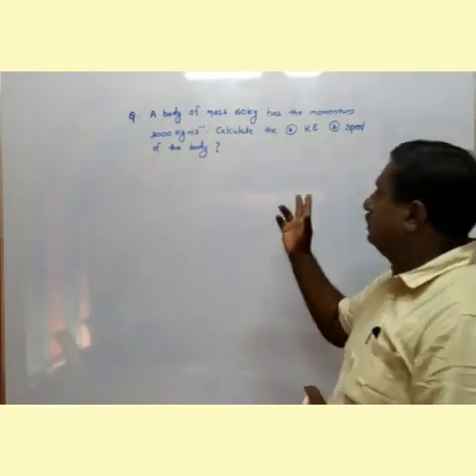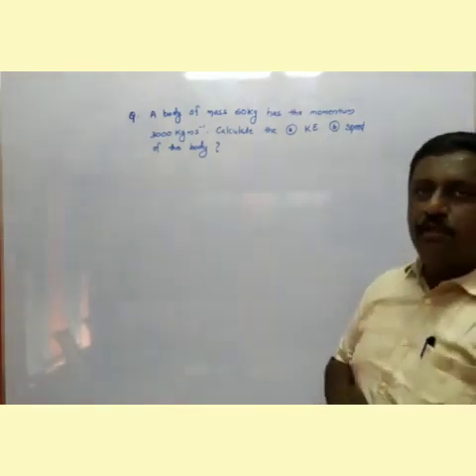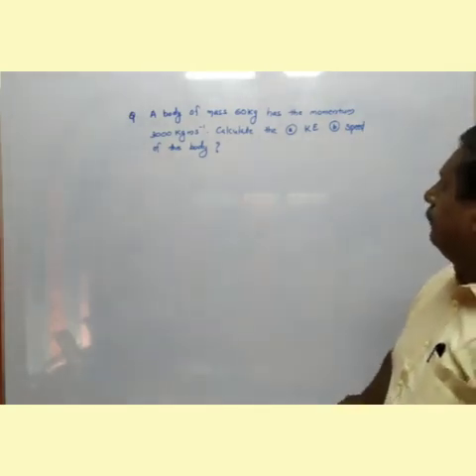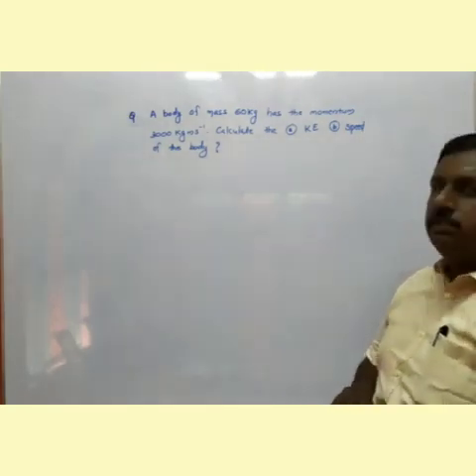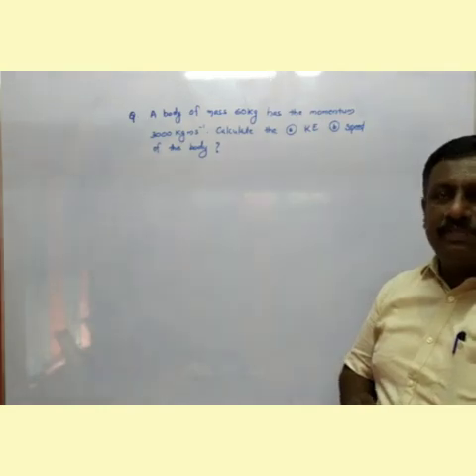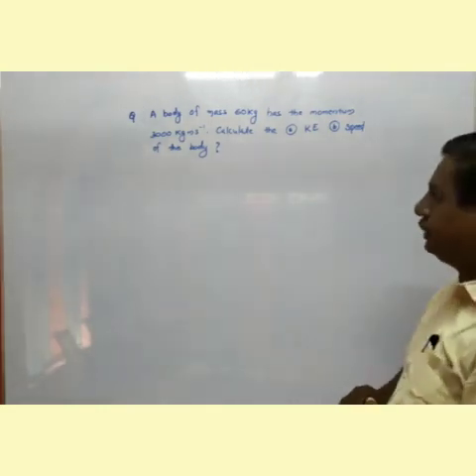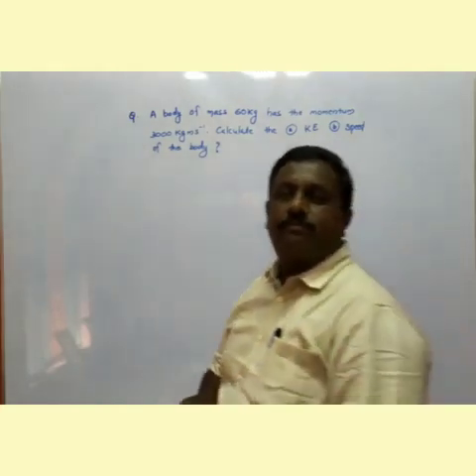Hi children, here is another numerical. A body of mass 60 kg has the momentum 3000 kg meter per second. Calculate the kinetic energy and the speed of the body.